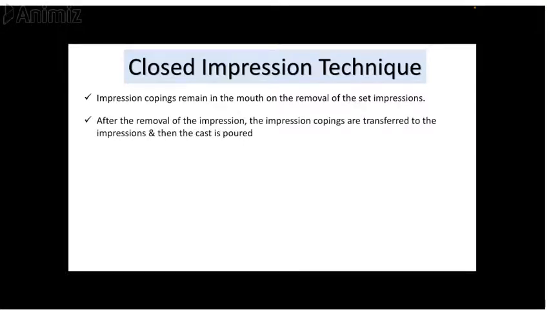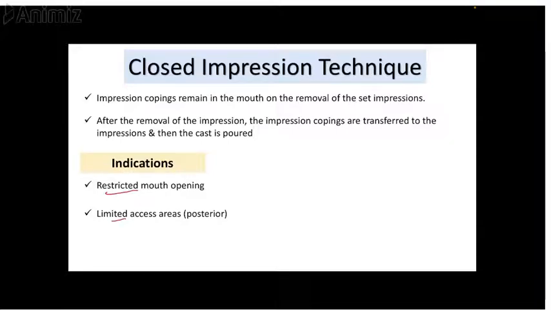First, let us discuss closed tray impression. In this technique, impression copings will remain in the mouth on removal of the set impression. After removal, the copings are transferred to the impression and then the cast is poured. Let us now see the indications of this technique. It is mostly preferred in restricted mouth opening, in limited access areas, especially posterior areas, and in patients who have severe gagging.